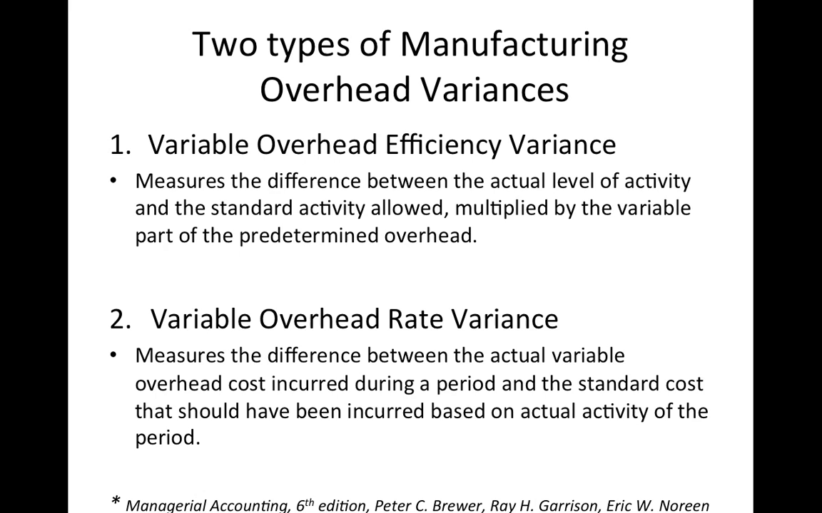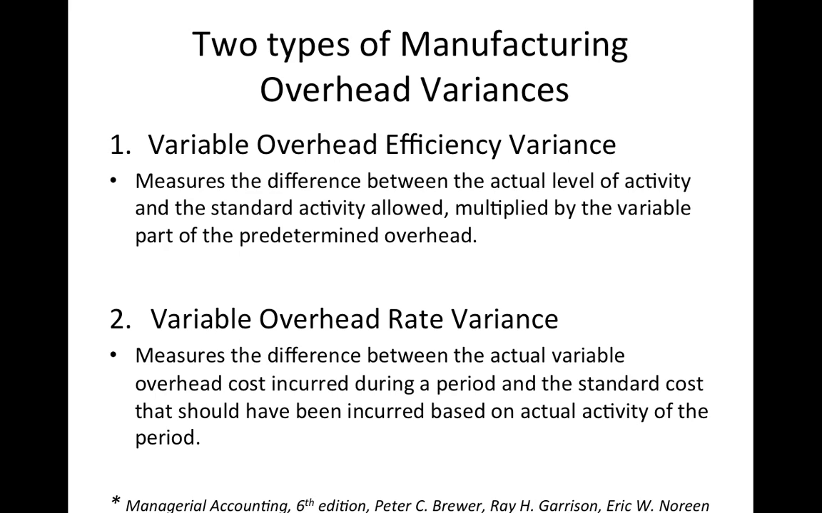There are two types of manufacturing overhead variances. The first type is the variable overhead efficiency variance. This variance measures the difference between the actual level of activity and the standard activity allowed, multiplied by the variable part of the predetermined overhead.